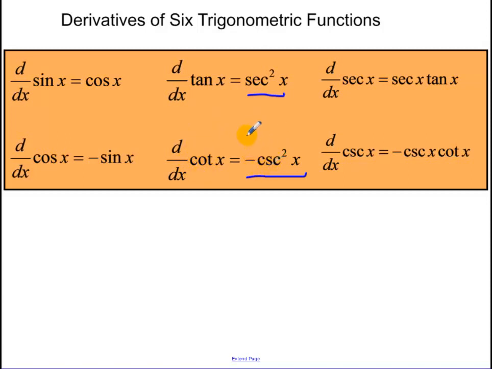The derivative of cotangent is negative cosecant squared, and the derivative of tangent is just secant squared. And then the derivative of secant is secant tangent, and cosecant is negative, with the co's. So please make sure you remember those. Please make sure you have those written down in your notes.